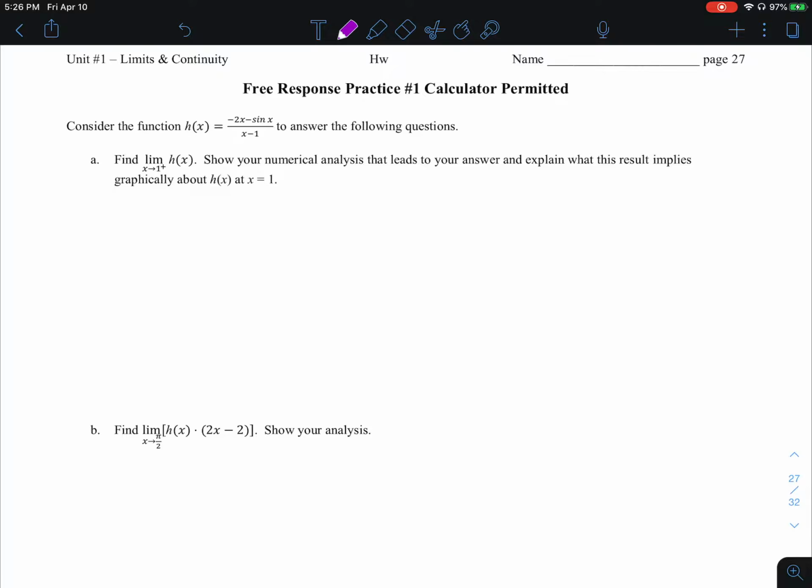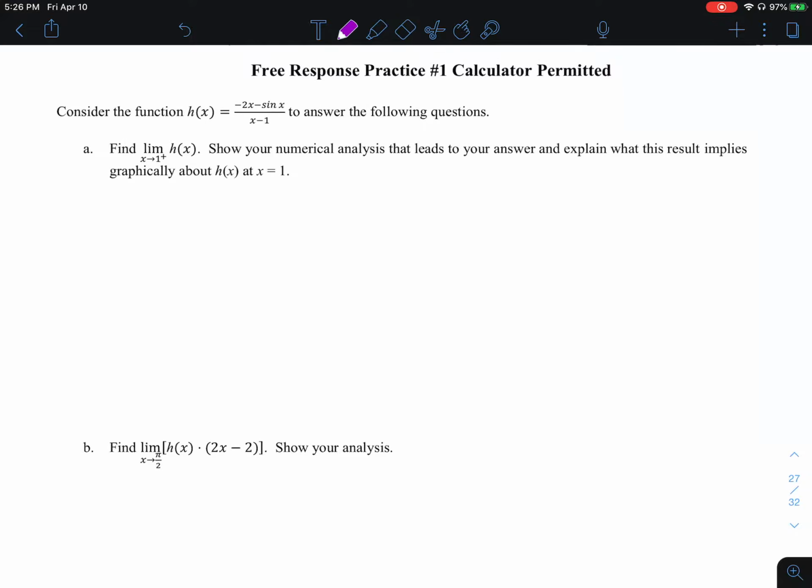AP Calculus AB, this is a review for Chapter 1. We're looking at a couple free response practice problems. This first one, you cannot use a calculator. Consider the function h to answer the following questions.